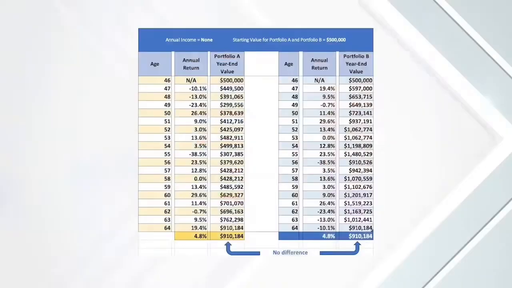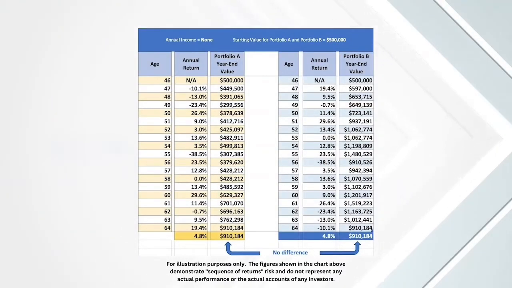So I want to show you some numbers. I have a graphic that I want to put up on the screen that paints a picture of what the sequence of return risk really is. We have portfolio A on the left, and portfolio A starts with $500,000. In the first 3 years of this portfolio, there are negative rates of return, -10, -13, and -23. And at the bottom, there are positive rates of return, a +9 and a +19.